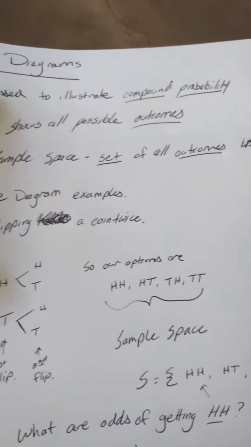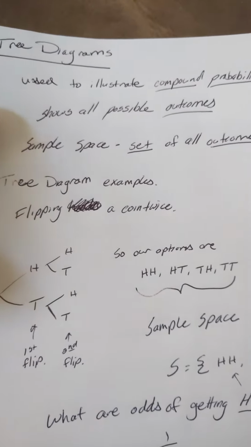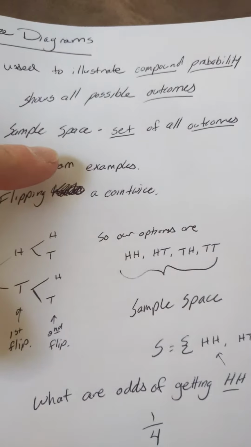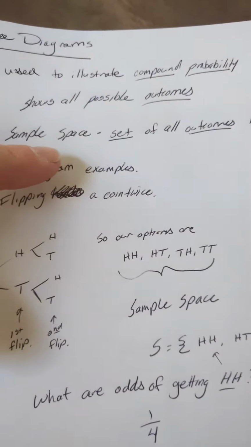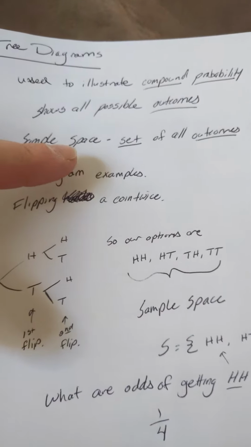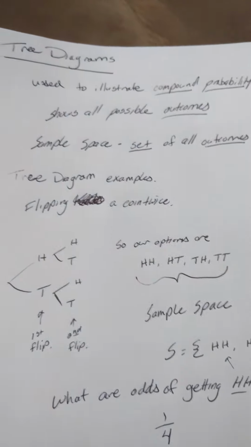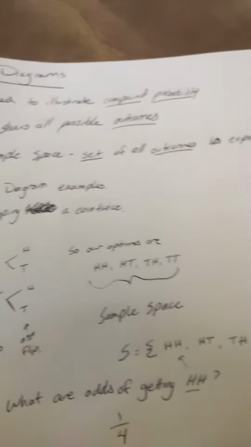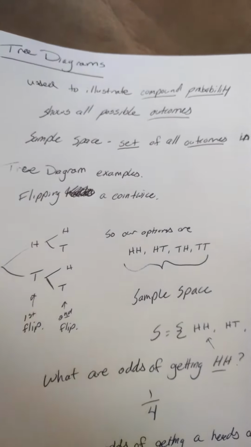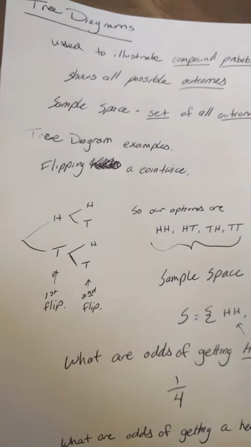It's used to illustrate compound probability. It shows all possible outcomes, and that set of outcomes is called your sample space. Okay, so that's how those words will go together. Your sample space is all the possible outcomes. Tree diagrams show those outcomes, and tree diagrams are just one way to do it. There are many different ways to do it. You could just list it out as well.